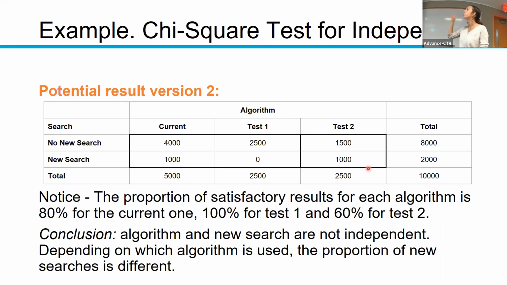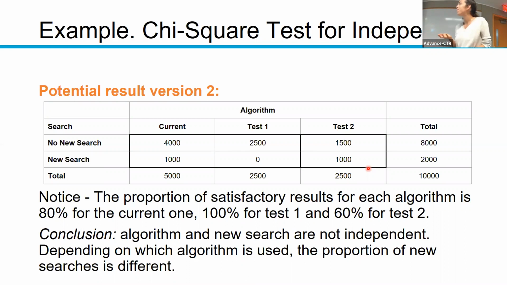So if we were Google and we had observed this table, on the other hand, we might think to ourselves, hey, maybe we want to move to test algorithm 1, the one that boosts the search rank of pages that include a picture of a kitten, because it seems like people are very, very satisfied with this algorithm.